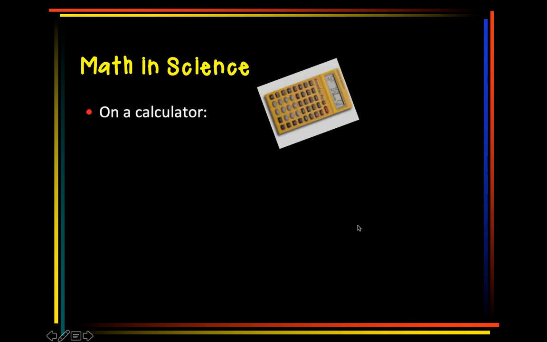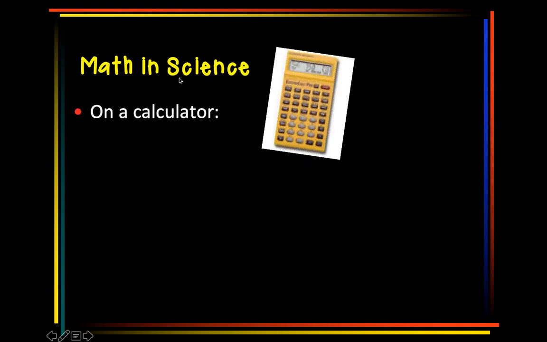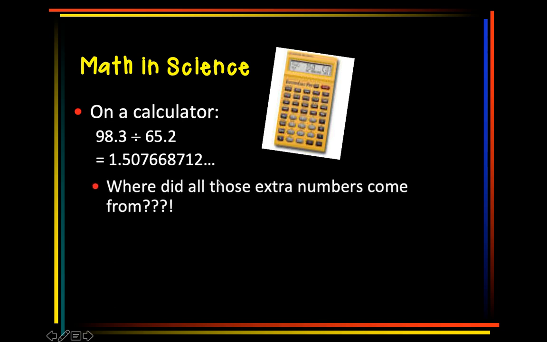All right. So we need to talk a little bit about math in science. On a calculator, if you do this math, 98.3 divided by 65.2, your calculator gives you this answer. We started with 3 numbers divided by 3 numbers, and then suddenly we got 7 numbers, so many numbers, on our calculator.